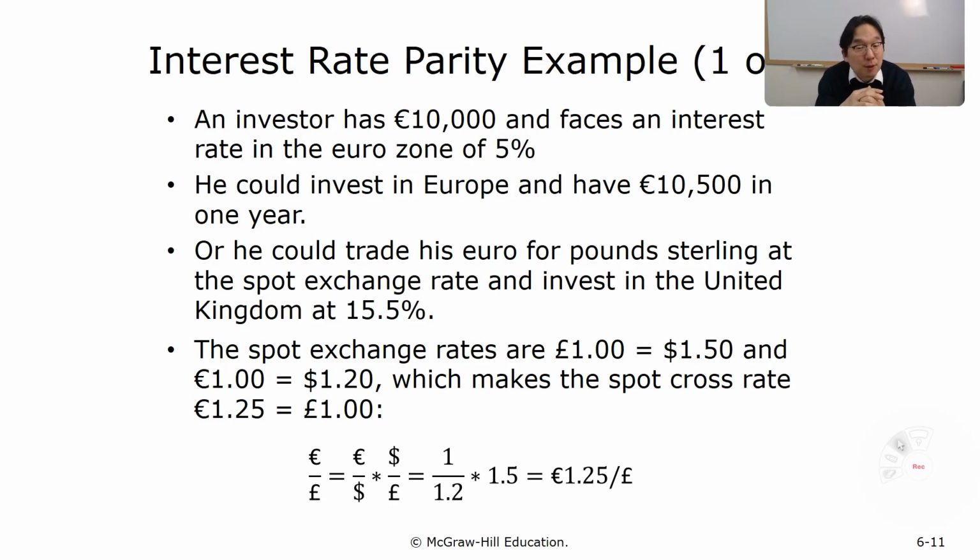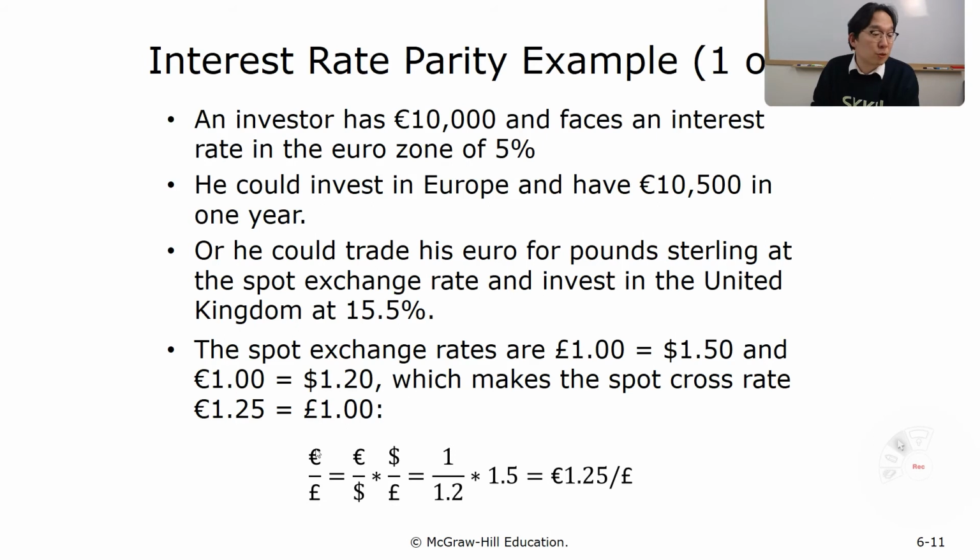The spot exchange rates are 1.5 dollars per pound and 1.2 dollars per euro. Okay, here we are bringing in a cross exchange rate, which makes the spot cross exchange rate 1.25, because it's a review of your previous chapters, right?